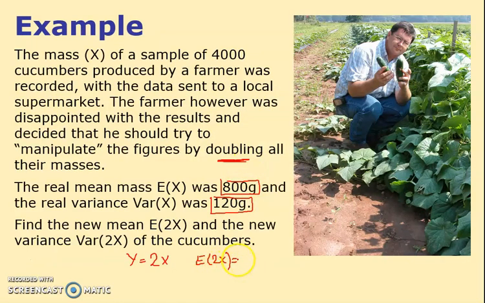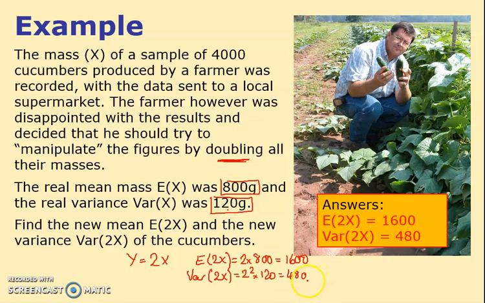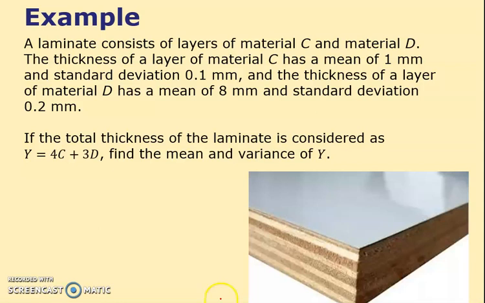So here I'm just going to go 2 times 800. He would basically say 1600. That seems obvious to me. The variance is the bit which is the peculiar one. The variance of 2x isn't 2 times bigger though. It's 2 squared times bigger. 2 squared times 120. Now 2 squared is 4, times 120 is 480. This is what we've got to get our head around. 1600 and 480.